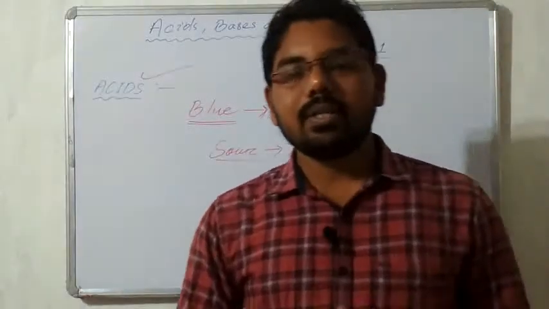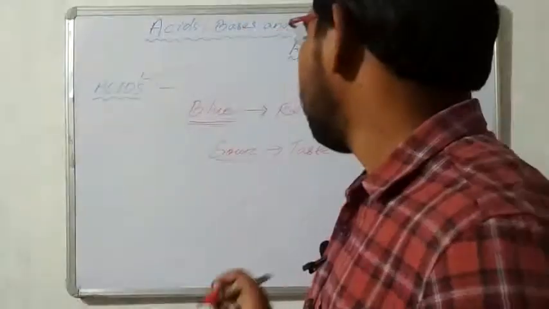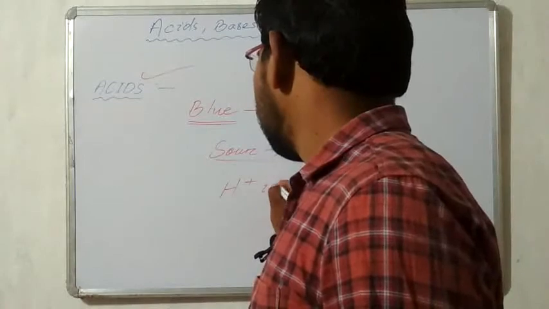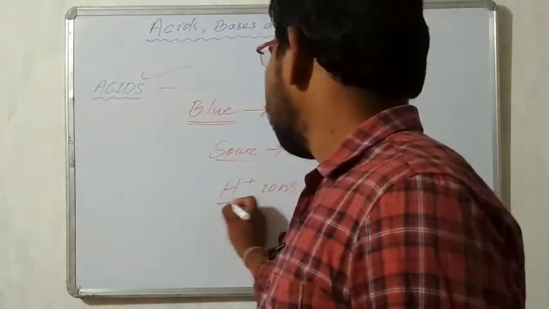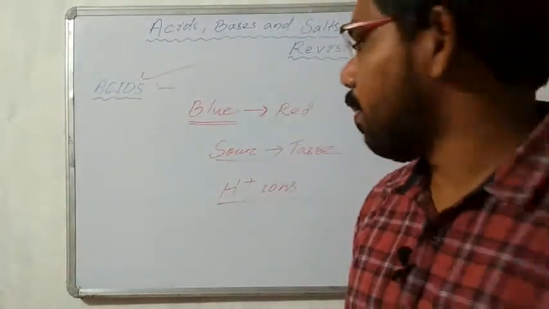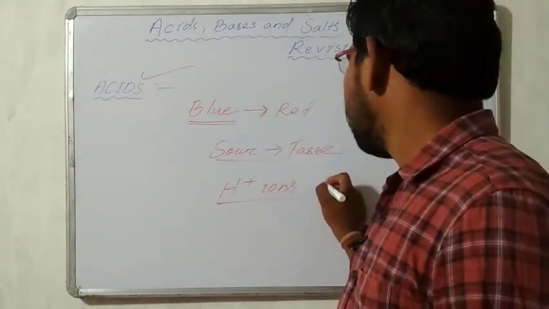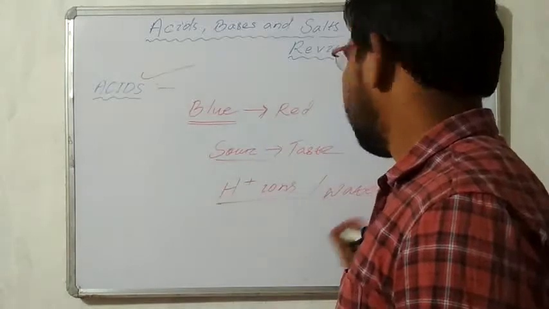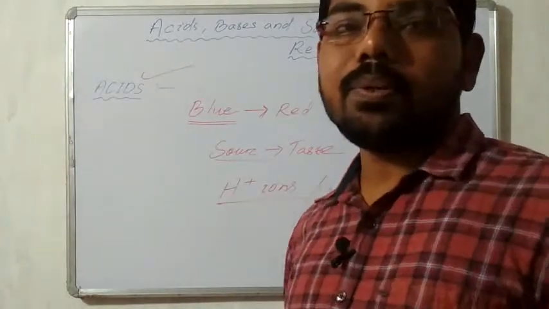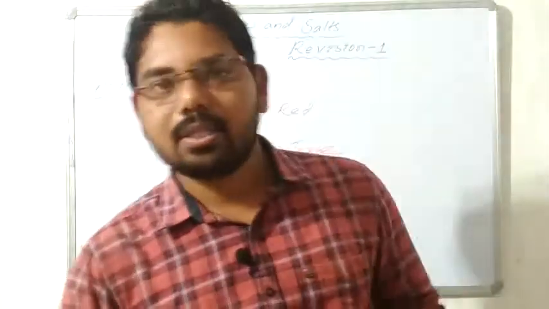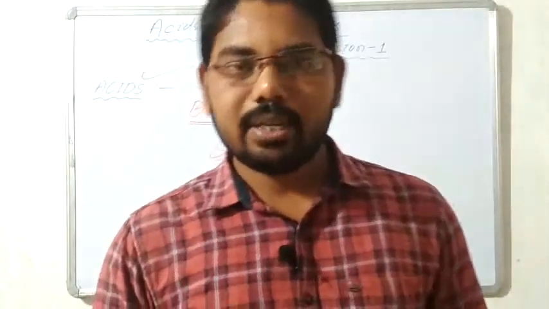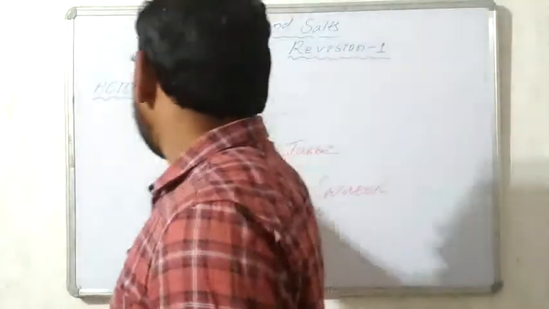Another one is that acids always produce H plus ions. This is the most important. Acids produce H plus ions in their aqueous medium, meaning on hydrolysis with water, or in aqueous medium, they always produce H plus ions. So the substance which produces H plus ions in water is called an acid. Next we discuss what a base is.